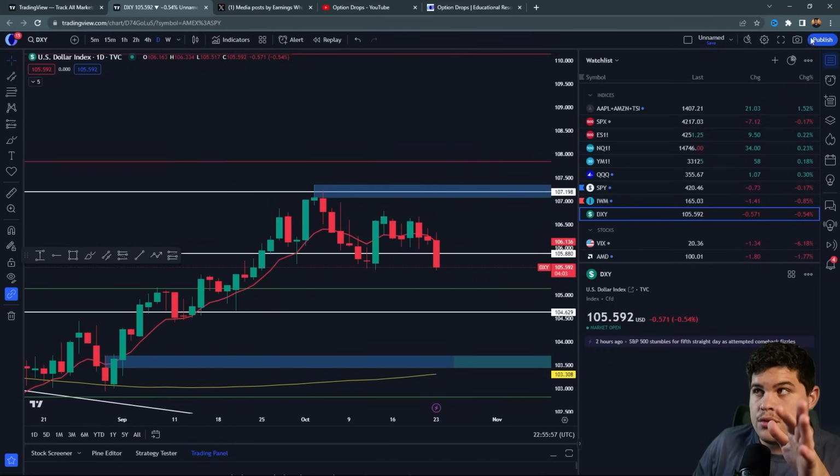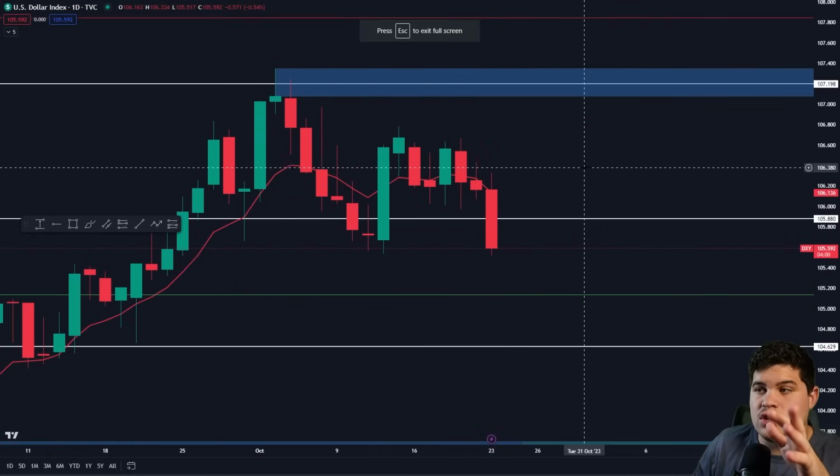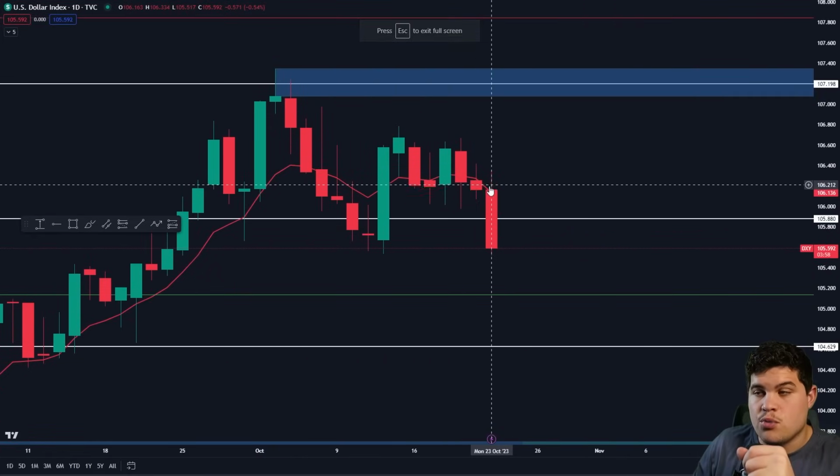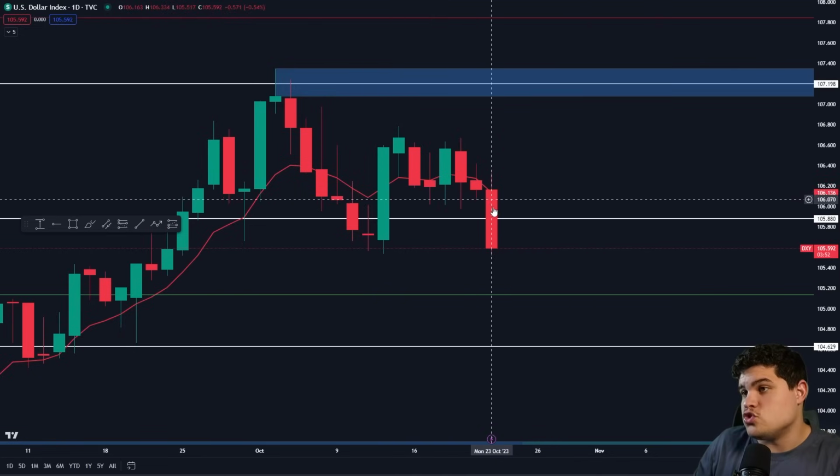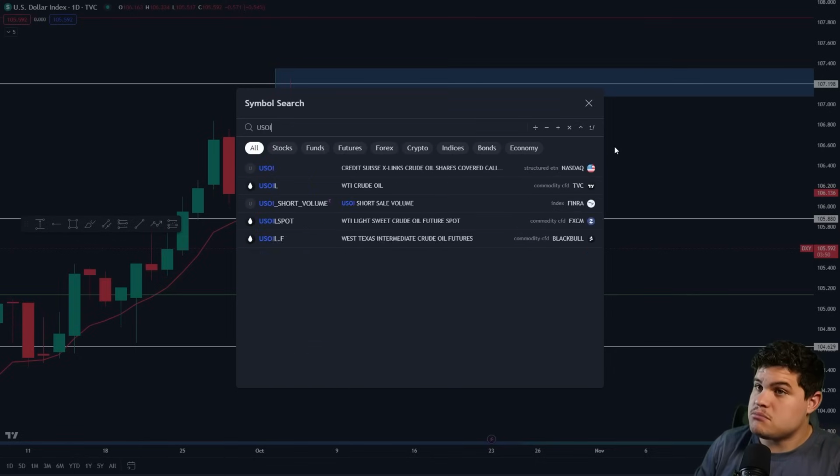Ranging back and forth. Okay, we can see that you're clearly ranging. But today the dollar shows nothing but weakness, breaking through and pushing back into October 12th lows, which were highs on the Nasdaq and ES. Okay, dropping back down. This is interesting here.